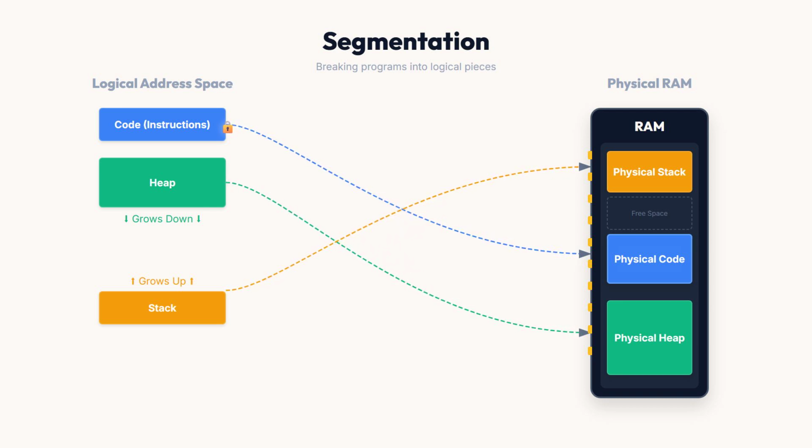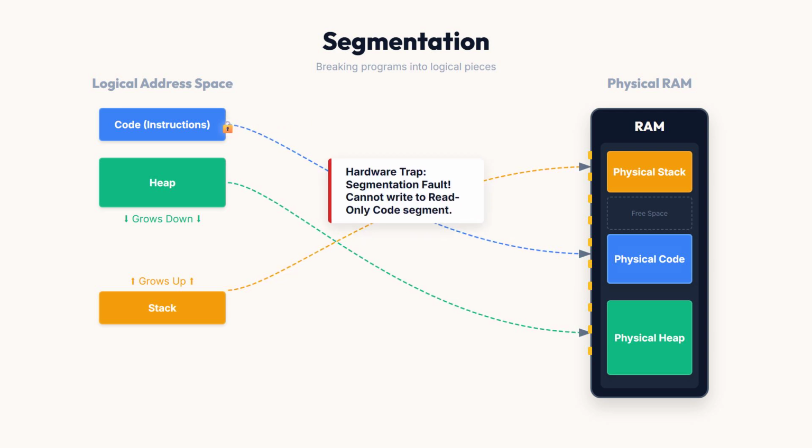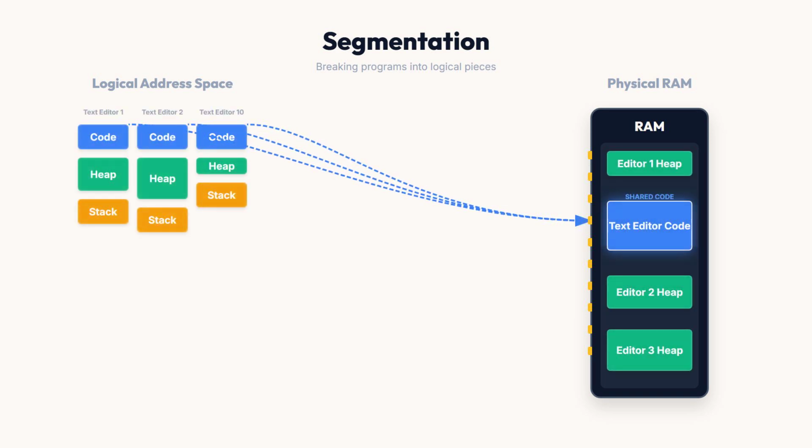Because the code segment was now completely separate, the hardware could make it read only. This meant that even if a program had a massive bug, it physically could not overwrite its own instructions. Even better, if you were running 10 instances of the same text editor, the OS only had to keep a single copy of the code segment in the physical RAM. All 10 programs could safely point to the exact same physical memory for their instructions while maintaining their own private segments for their unique data.